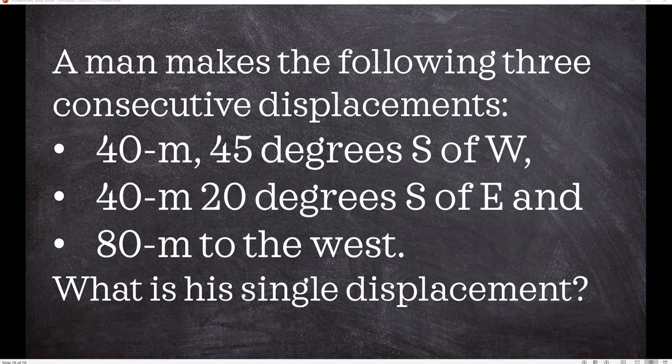A man makes the following three consecutive displacements: 40 meters 45 degrees south of west, 40 meters 20 degrees south of east, and 40 meters to the west. What is his single displacement? Now, how are we going to look for that resultant displacement using our component method? So here it is.